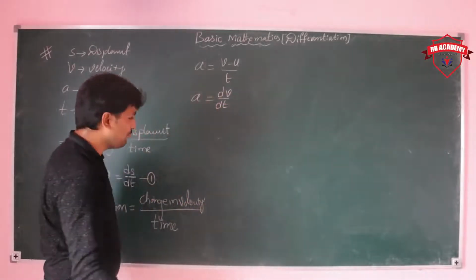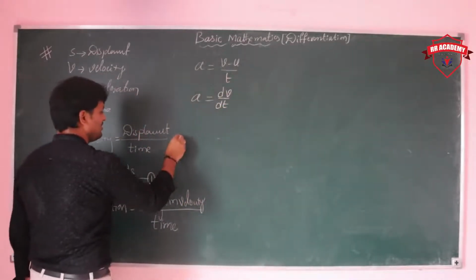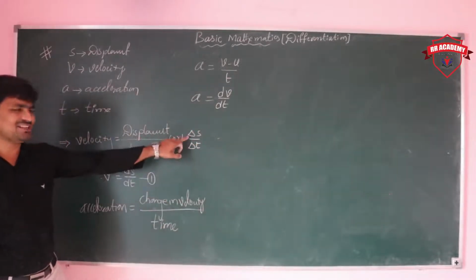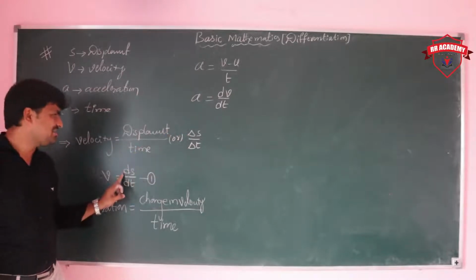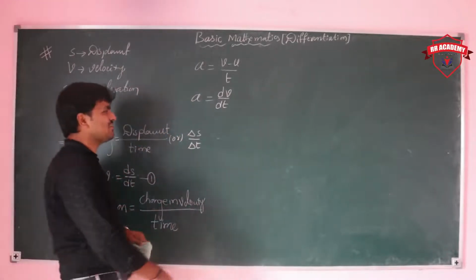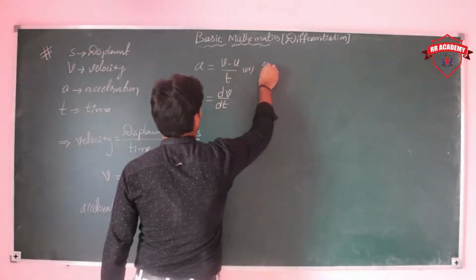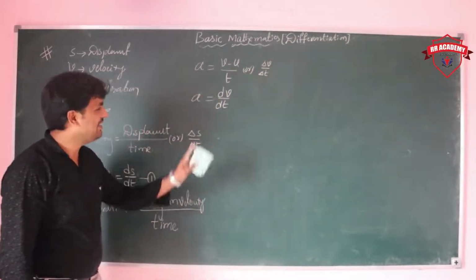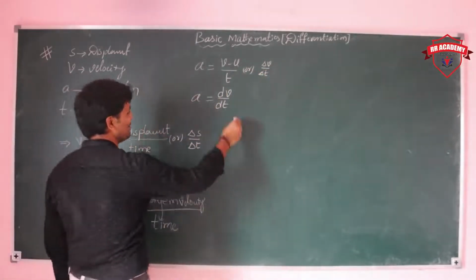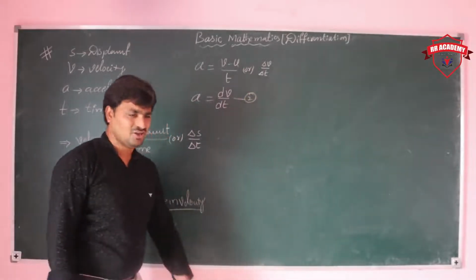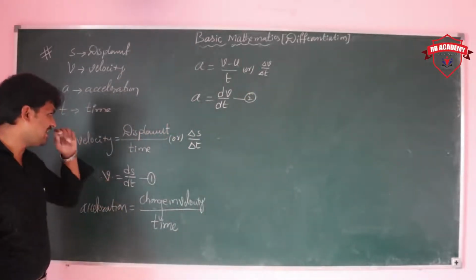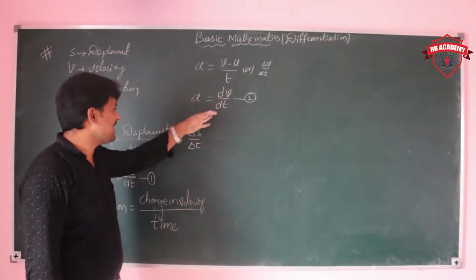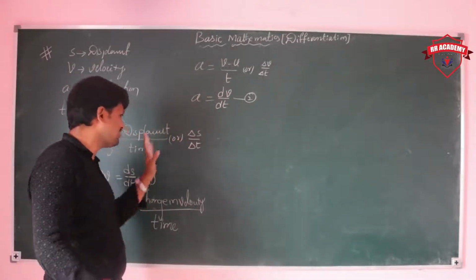Already I told you, whenever we are using this expression, we also write delta s upon delta t, where delta represents the large change and d represents the small change. Here also we can write delta v upon delta t. So this is one more expression. The first expression is v is equal to ds by dt, and the second expression is dv upon dt. Now we can see how we apply this in our physics.